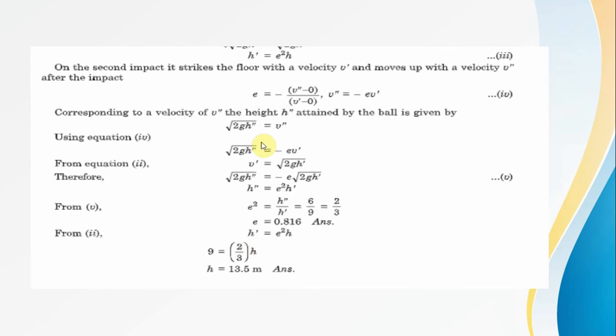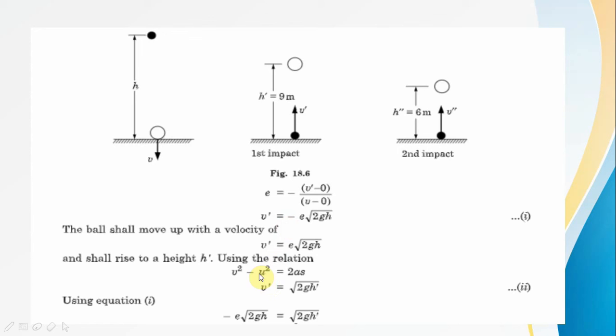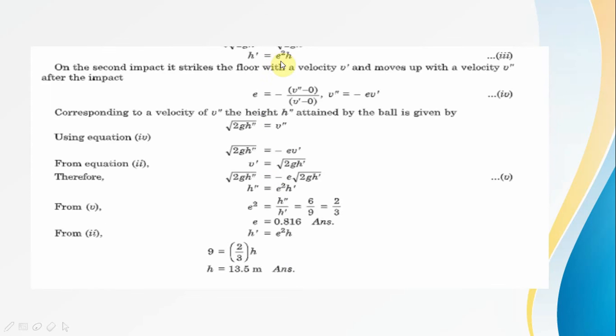And again we use this formula, h dash equal to e square h. So when we put the value for h dash and the value of e which we have found here, we get h equal to 13.5 meter. So finally we have calculated e equal to 0.816 and h equal to 13.5 meter. So these are the answers.